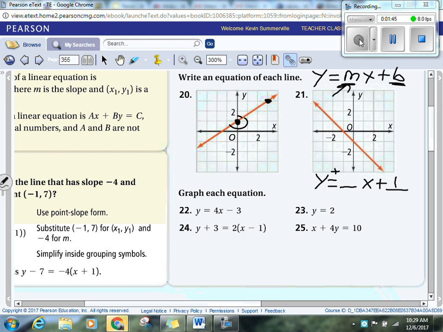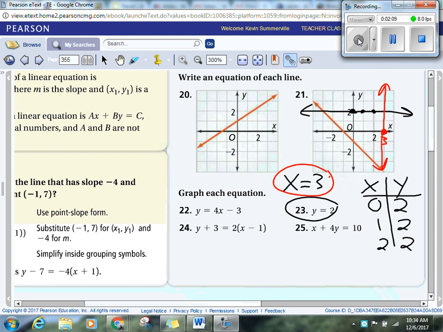So I'm going to start at this point right here, and I'm going to go up 1, 2. I went up 2, over 1, 2, 3, over 3. So my slope is 2 over 3. And my equation is y equals 2/3 x plus 1.